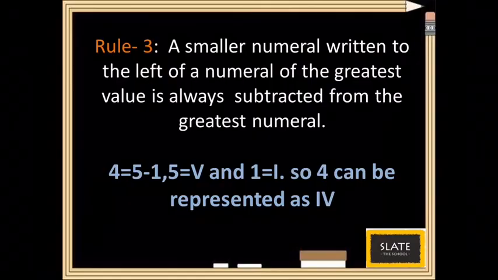Now let's see the next rule. Rule 3. A smaller numeral written to the left of a numeral of greater value is always subtracted from the greater numeral. For example, if I have to represent number 4, I can do it as 4 is equal to 5 minus 1. 5 is equal to V and 1 is equal to I. So 4 can be represented as IV.